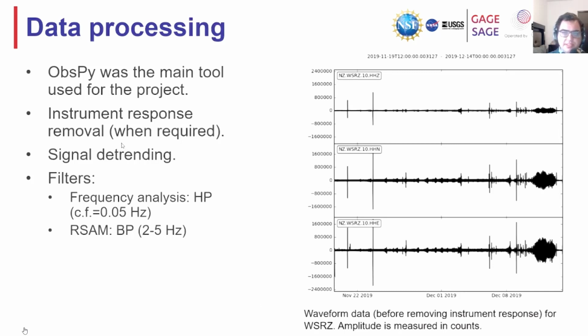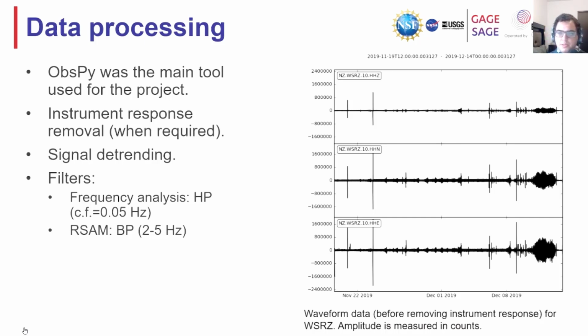So as for data processing, ObsPy was the main tool that I used, but I also used custom routines from NumPy and SciPy that I wrote for some frequency analysis. The instrument response was usually removed except for probabilistic power spectral density plots, where the ObsPy routine already takes care of that.